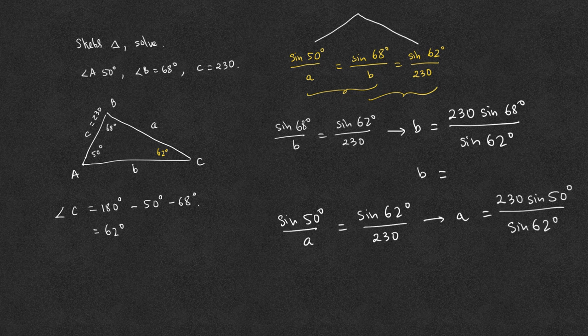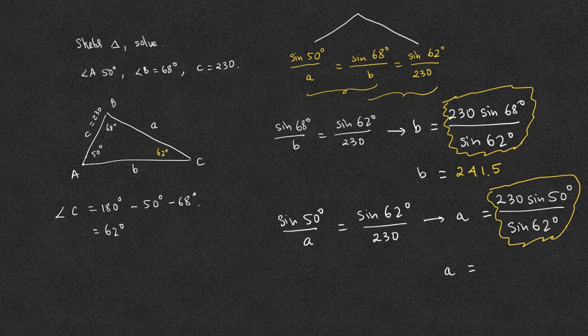And we plug this into a calculator and evaluate. Make sure the calculator is set in degrees mode. Plug this into the calculator. We will get 241.5. Plug the second expression, 230 sine of 50 degrees over sine of 62 degrees. We will get 199.5. Depending on how many decimal places we want, we will need to round it accordingly.